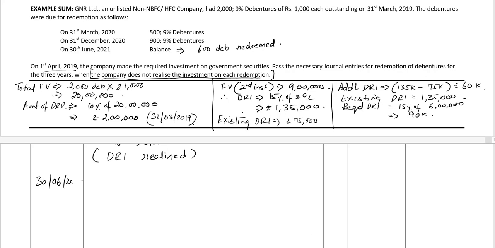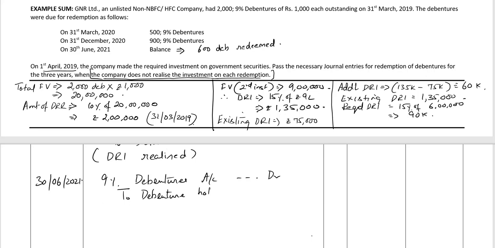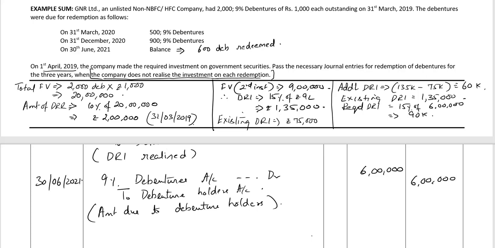We will go on to make the redemption amount due to the debenture holders. 9% debentures account debit, to debenture holders account. Amount due to debenture holders, ₹6 lakh. 600 debentures multiplied by face value of ₹1,000 per debenture.